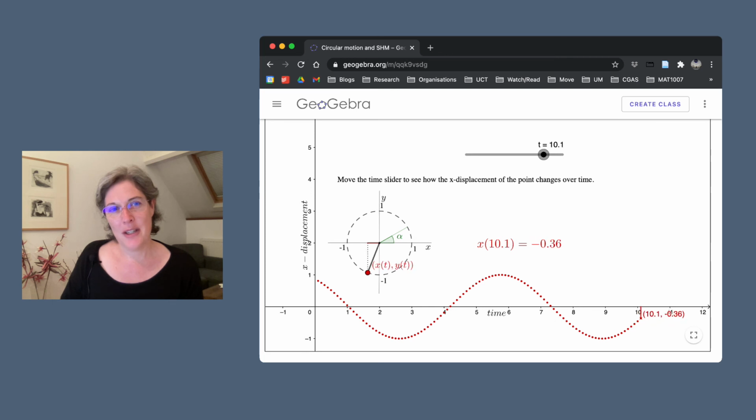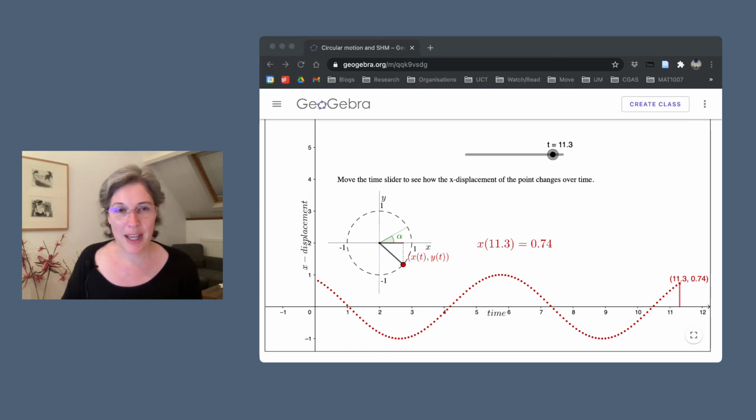So it can take a little while to see how all of this is linked together, but I suggest that you play with it a bit. You can play with the app and see the link between the displacement on the x-axis and how that changes over time and how that ends up giving us a cosine.